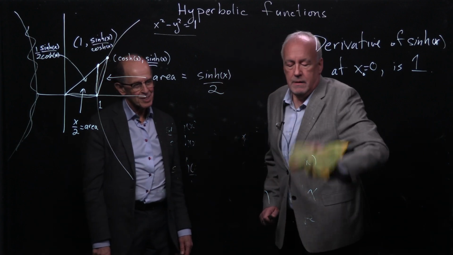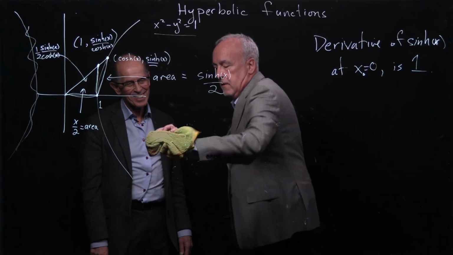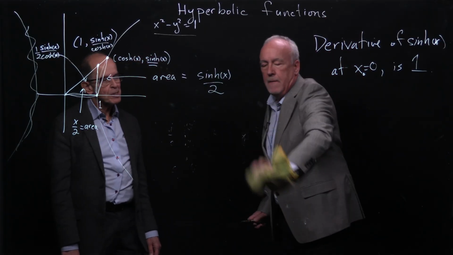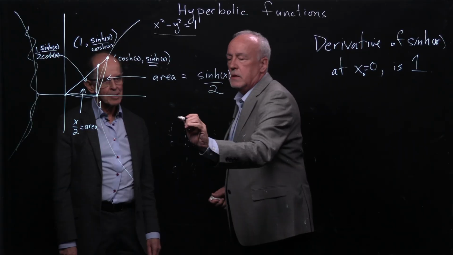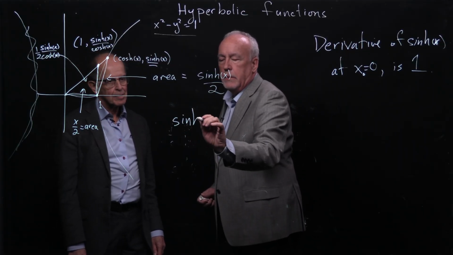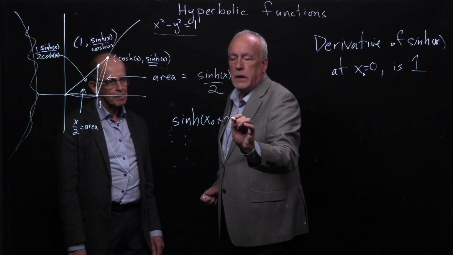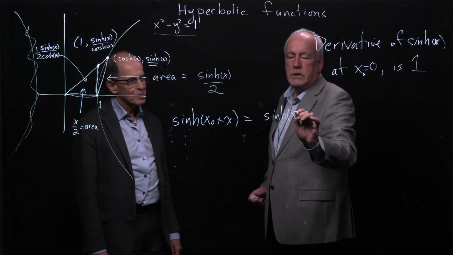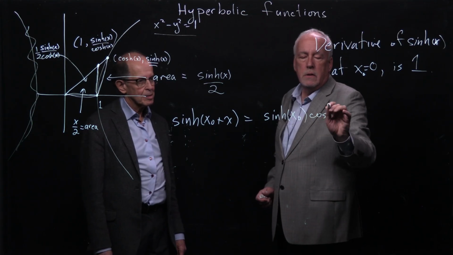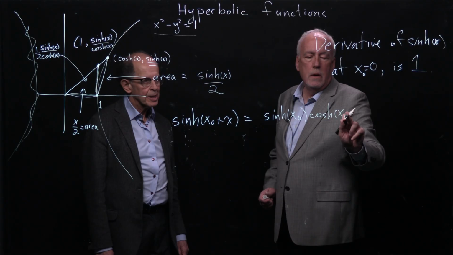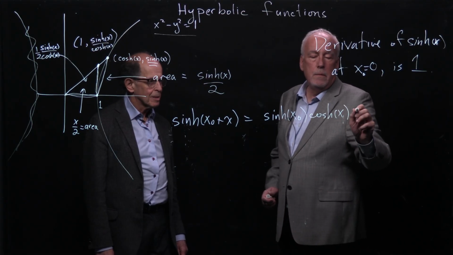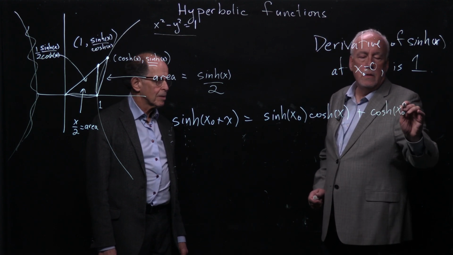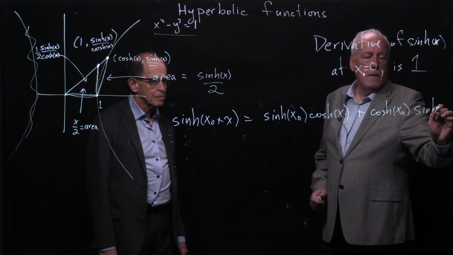Well, the surprising thing is it's the same formula as for sin x. So we're going to use it first and explain it later. Exactly. So here's the magic formula. Hyperbolic sine of x0 plus x. It looks exactly the same as for sine, except sinhs and coshs. So sinh x0 cosh x, plus cosh x0 sinh x.